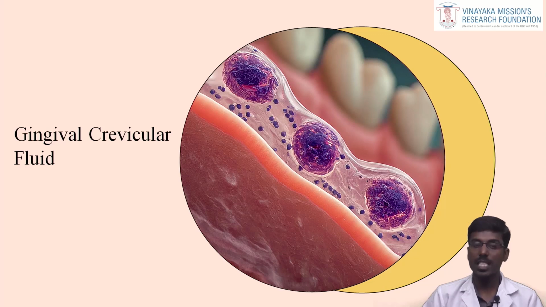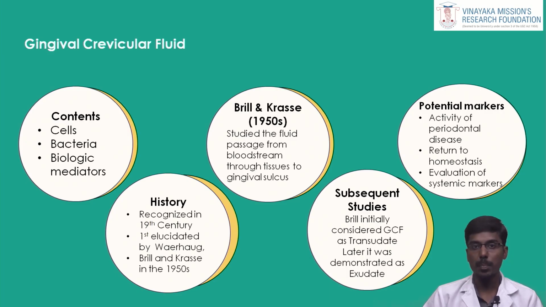Now, coming on to the gingival crevicular fluid in detail. The contents, especially the cells, bacteria, and biological mediators, can be seen in the GCF. It was detected as early as in the 19th century. It was first elucidated by Weyrhag. Cross and Brill conducted various studies on this GCF, and they found that this fluid is exuded from the blood vessels into the connective tissues, which later on moves to the gingival sulcus.